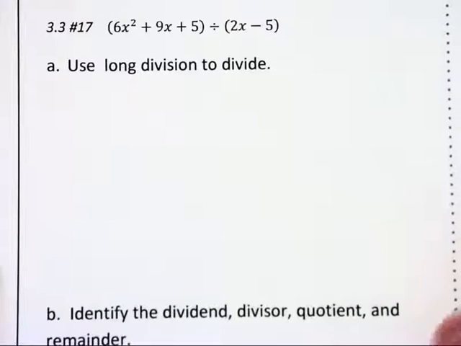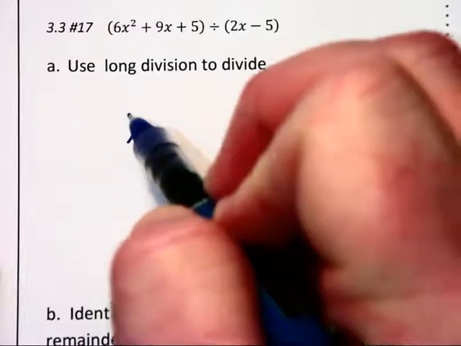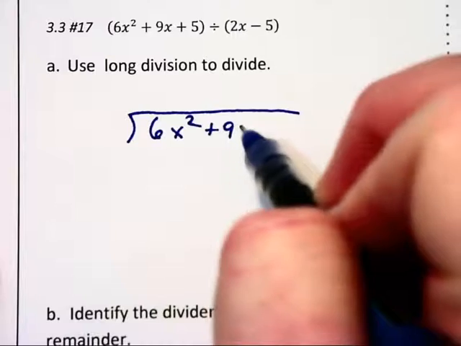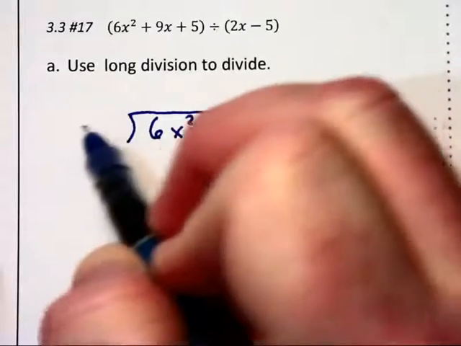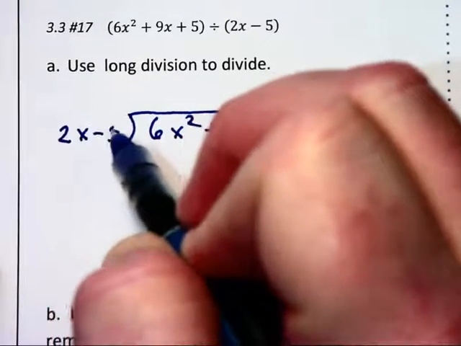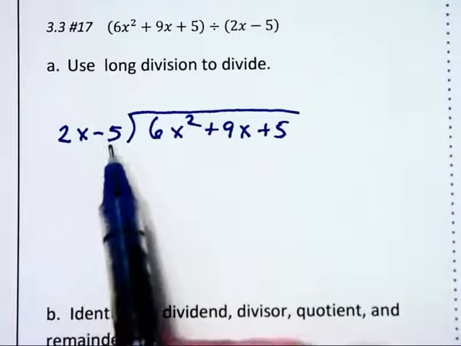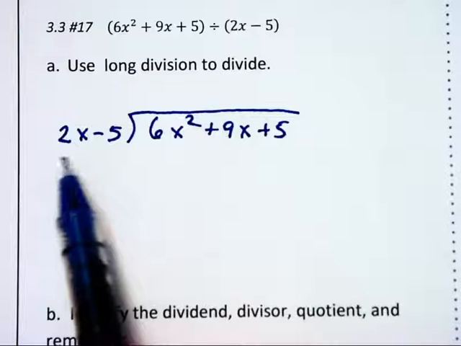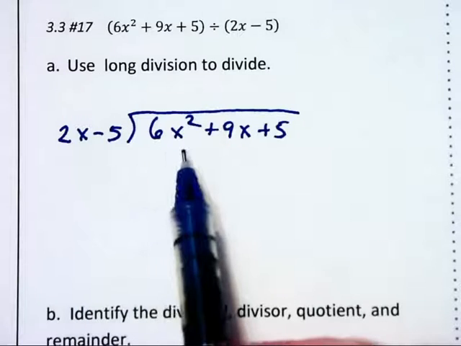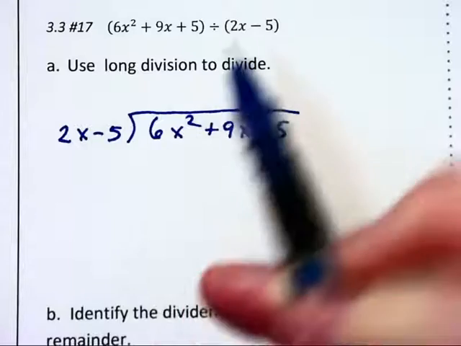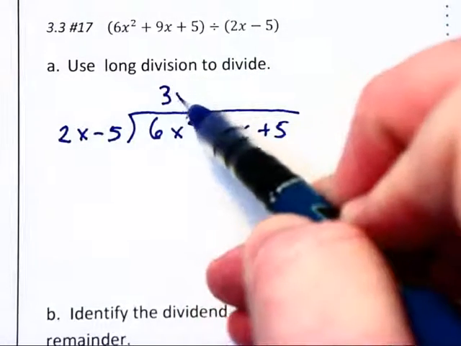Okay, let's do our first problem with long division. We put the dividend, 6x squared plus 9x plus 5, inside, and our divisor, 2x minus 5, outside. Now when we do our division, we ignore the minus 5, only looking at the leading term 2x and the leading term 6x squared. 2x times what makes 6x squared? And the answer is 3x.